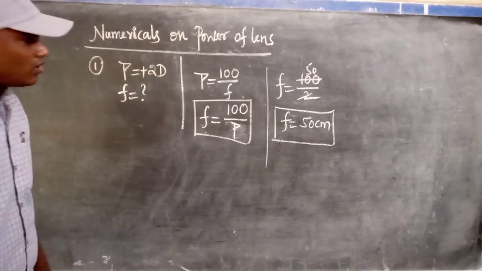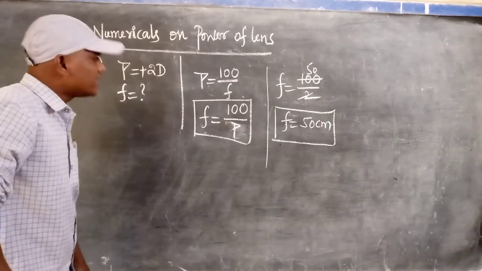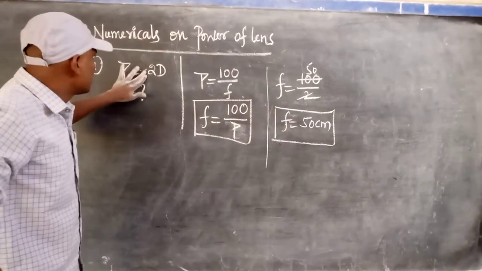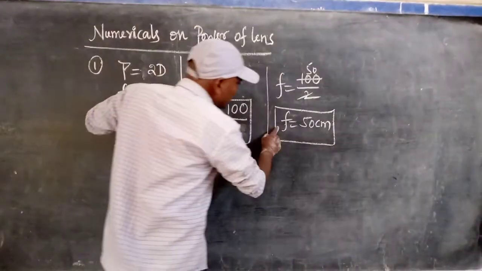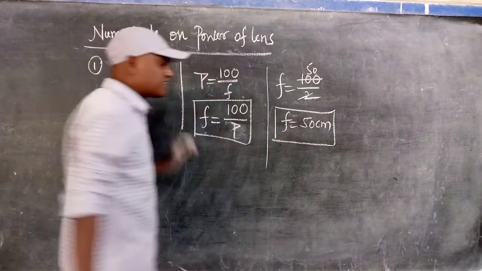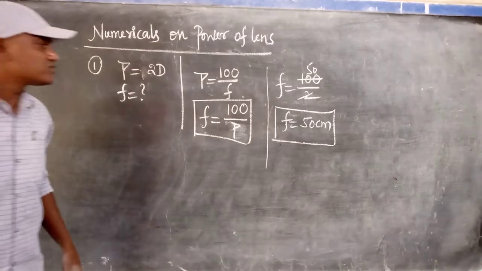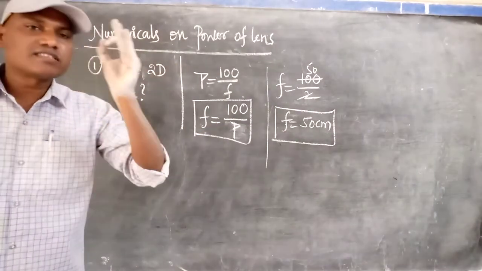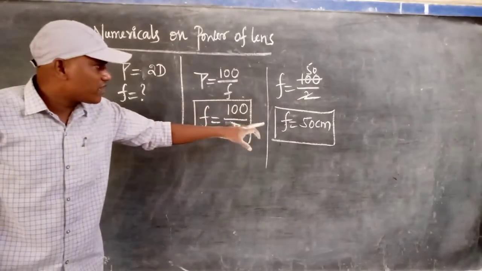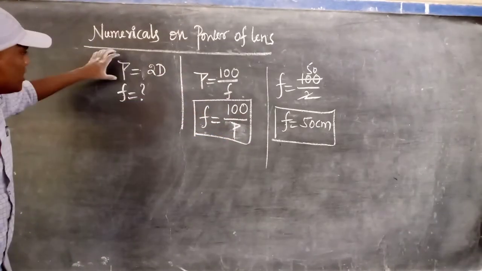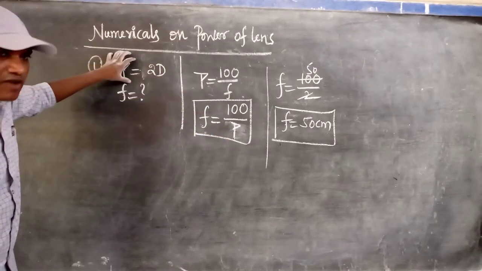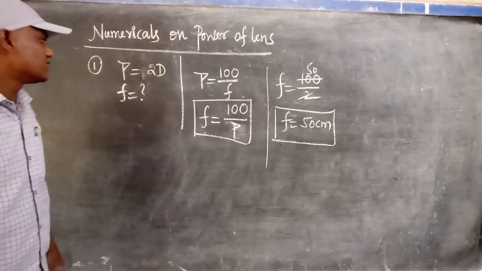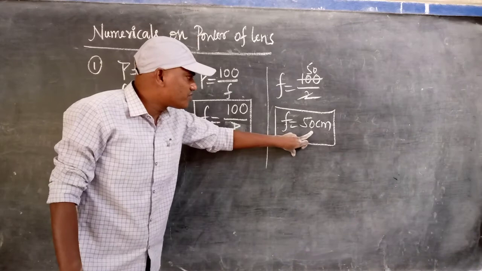So what is the focal length of the lens? 50 centimeters. Since the power is 2D, the focal length of the lens is here positive. Is it a negative value or a positive value? Positive value. That's why you must use a convex lens. Listen very carefully: a doctor advised to use a 2D power of lens. Find its focal length. So the focal length is 50 centimeters.